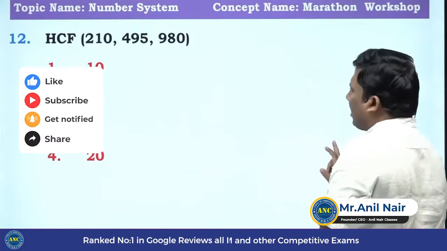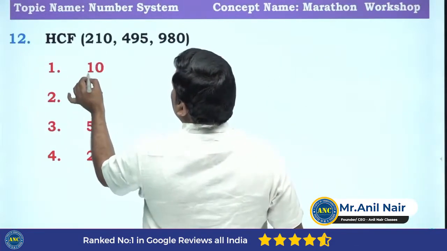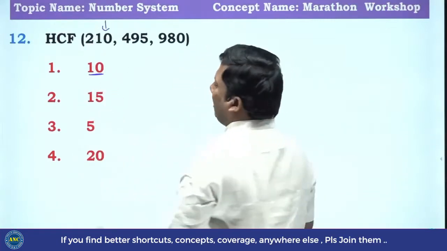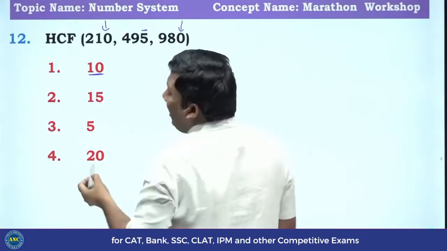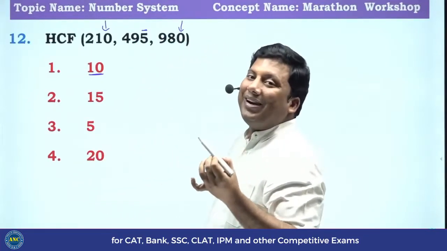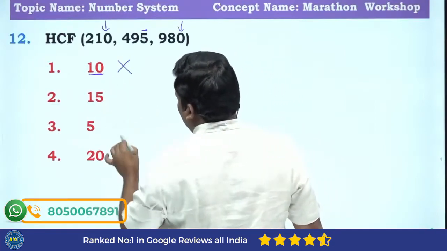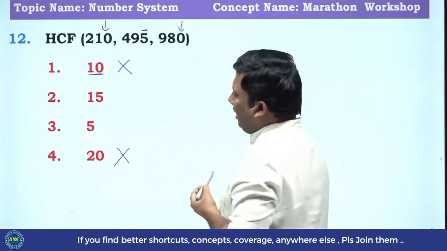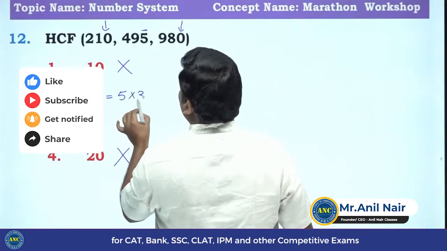Second option. Listen very logically, 5th class. If the first option is true, it is divisible by 10. All the inputs should be divisible by 10. This is divisible by 10. This is divisible by 10. For any number divisible by 10, the unit digit should be 0. If a number is not divisible by 10, how can it be divisible by 20? It is out. 15 is 5 into 3.